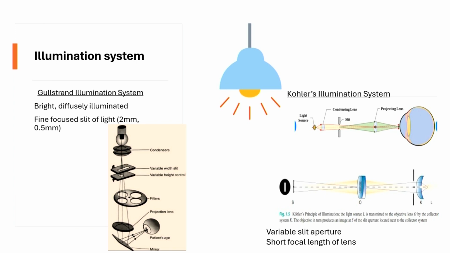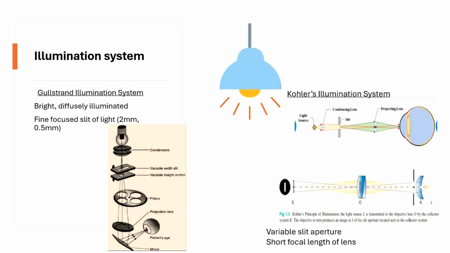Next, coming to the illumination system, we have two types of illumination system. The first one is the Gullstrand illumination system, which consists of condensers, variable width slit, height control, filters, and projection lens to form a good section or a good image of the eye which is being examined. Here in the Gullstrand illumination system, it forms a bright, diffusely illuminated, finely focused slit of light, and the slit width apertures are 2 mm and 0.5 mm.